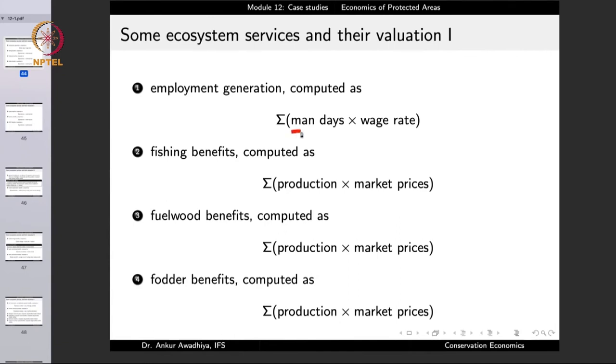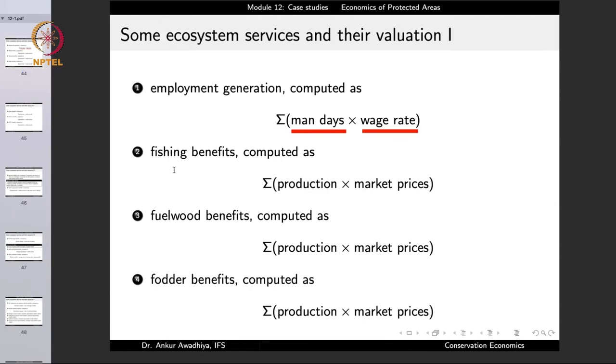So how many man days of employment was generated? What was the rate at which these people got paid? So you do a multiplication of both of these and you sum them up for all the people who are getting employment because of the protected area. So this is giving us a value of the employment generation.